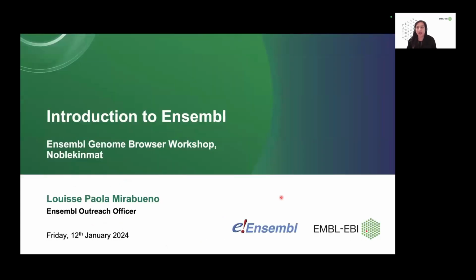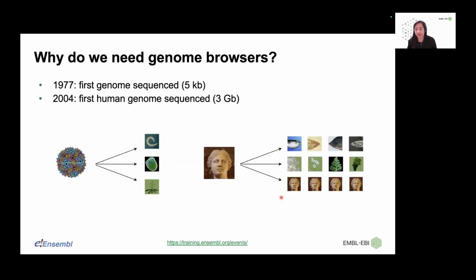Okay, so just a bit of background and an introduction to Ensembl. In 1977, Fred Sanger and his team sequenced the very first genome. This was a bacteriophage. And this really kickstarted the era of sequencing and sequencing more complex genomes. The very first draft of the human genome was published in 2004. So this was a project which started in 1990. And since then, many, many more organisms have been sequenced. And today, we can sequence a complete human genome in a matter of days. So we've come a very long way.